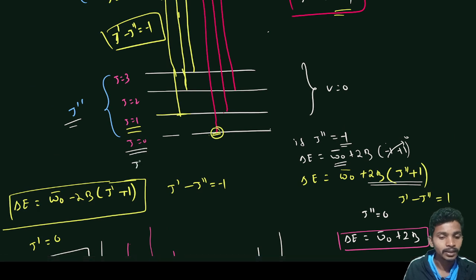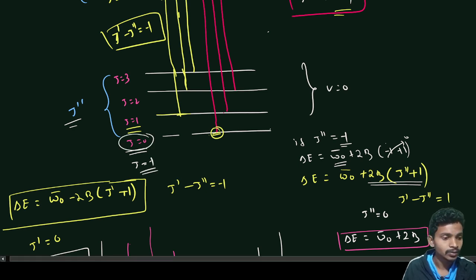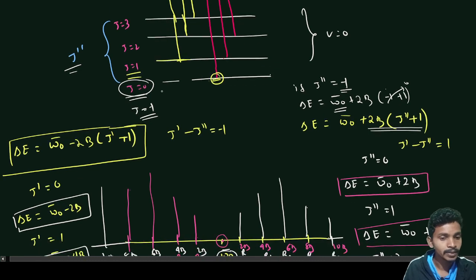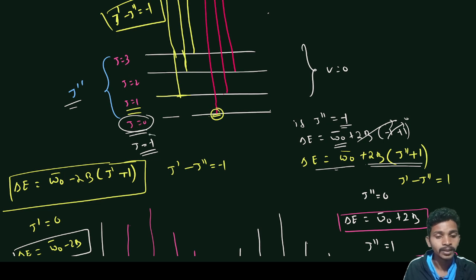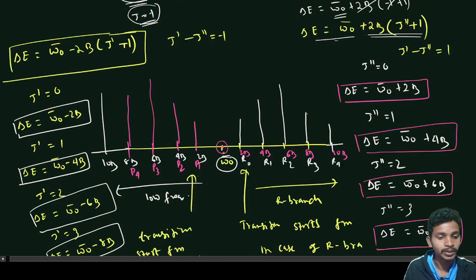So J equal to minus 1 is not possible because it starts from J equal to 0. So if J dash is minus 1, then we may get delta E equal to omega naught because this whole value will become 0. But getting J dash equal to minus 1 is not possible because J dash starts from J equal to 0, J equal to 1, J equal to 2. So there is no J dash equal to minus 1. So it is not possible to get any transitions at omega naught.